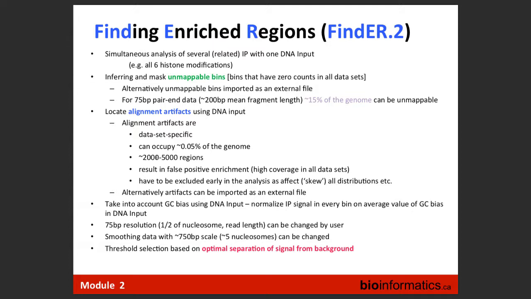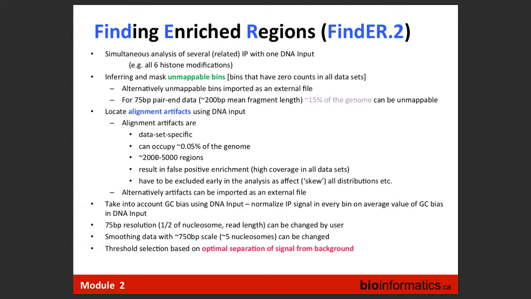Then we bin our genome, let's say 75 base pair bins, and we look at the middle of the fragment falling into this bin. And then we look at those bins which have 0 count in all seven assays. Those we call unmappable. Even if they are mappable, they're not useful for us at all. They're completely useless. There's no data there in any of those seven data sets we are analyzing. So that's how we call it not mappable.